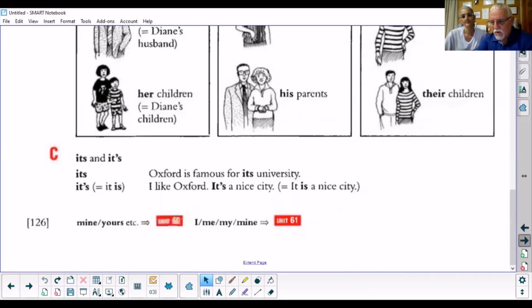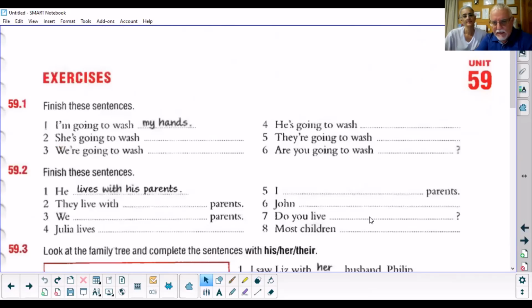Okay, so next we come on to some exercises for you to do, and I will put this PDF into the group so that you can do these exercises. You can either print them out or you can copy them into your cadernos.